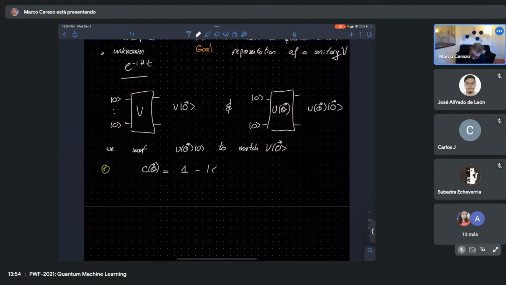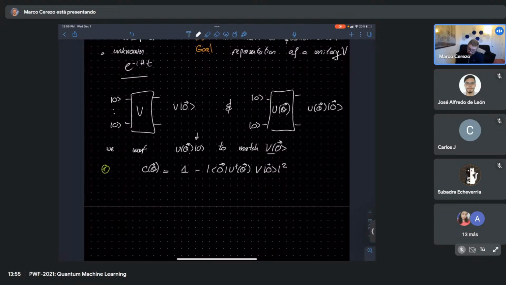So we do 1 minus, for instance, the overlap between this and this. Let me dagger this one. So I'm going to have U dagger of theta, then I'm going to do the overlap with this state, V applied to 0. Then I'm going to take this absolute value squared.